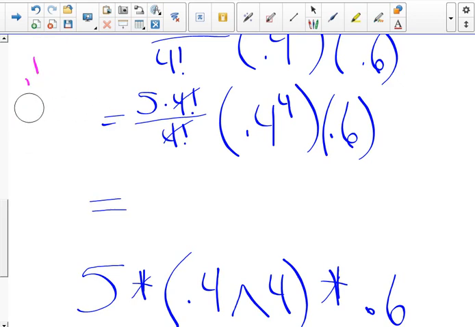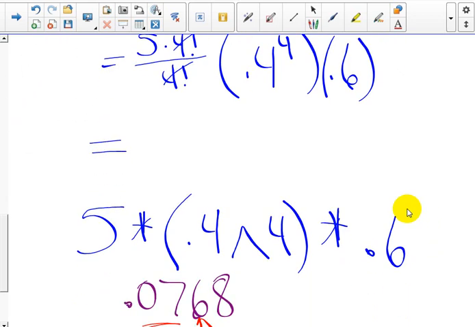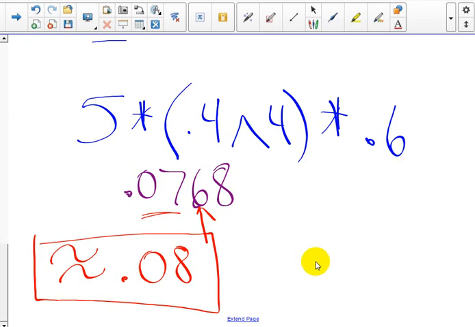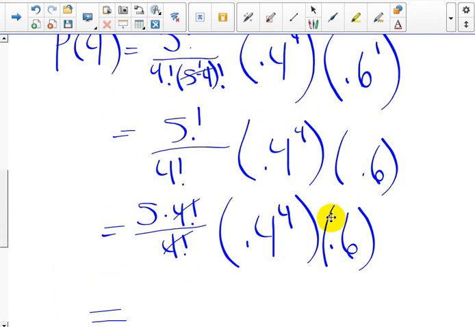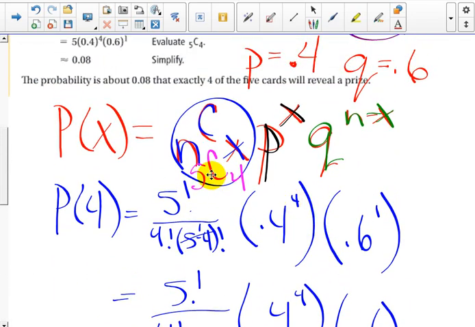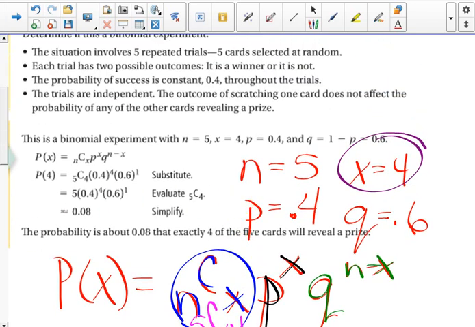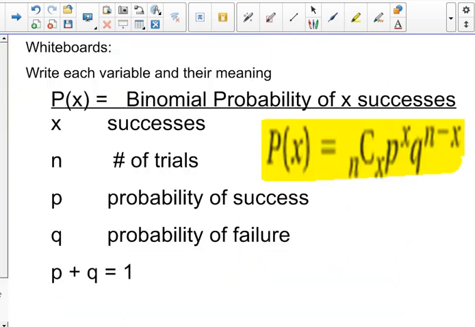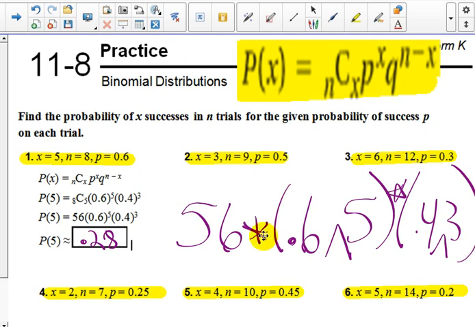Any questions on that? That's all we do in this assignment. So what is the hardest part about this? Plucking out all your variables. And that's why I had you write them on the whiteboard. So let's do another one. Let's look at our first problem.